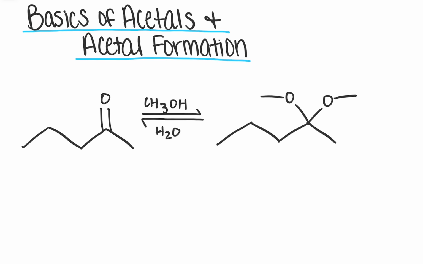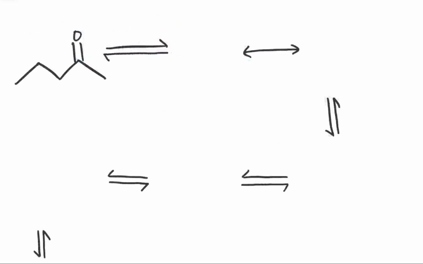Now, acetals only form under acidic conditions, and they are super useful in that they are often used as protecting groups, which we will get to in a later video. So here we can see we have our ketone. We will be adding two equivalents of our methanol along with water and forming our acetal.